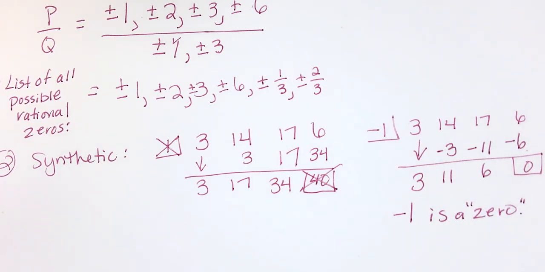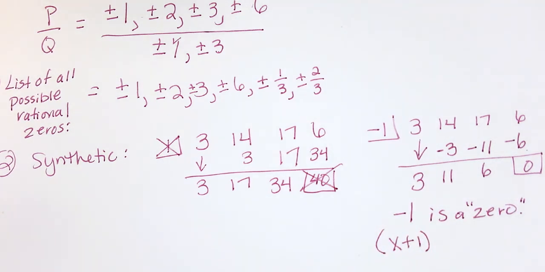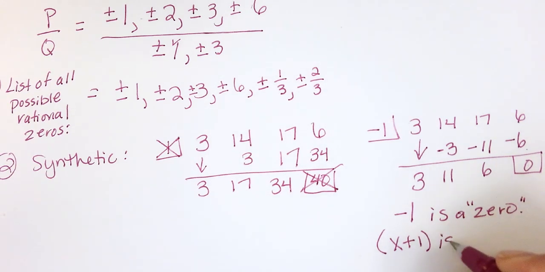A lot of zero terminology around here. How do I take this zero and turn it into a factor? So if we have negative 1 as a zero, the factor is x plus 1. So you're saying x minus whatever your zero is. And we have minus negative 1, which would make plus 1. So this is a factor.